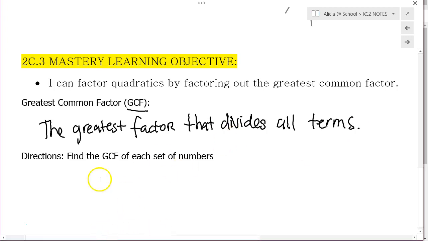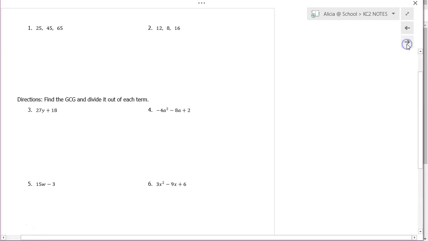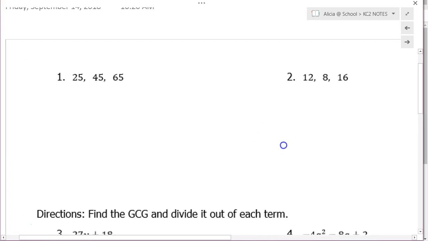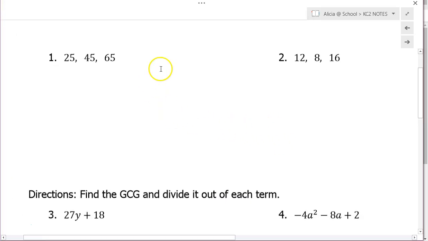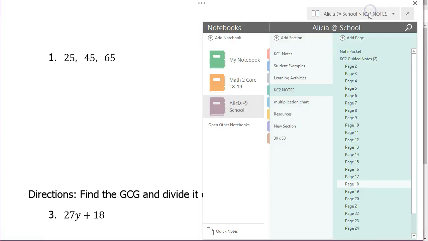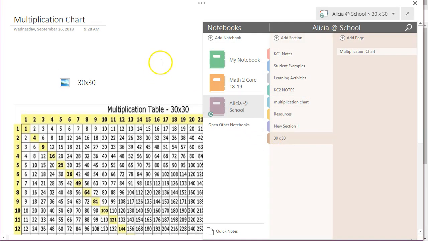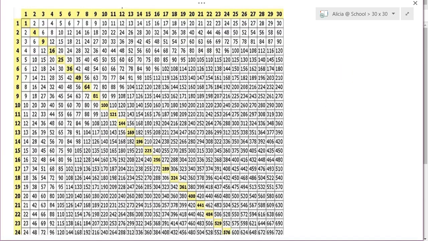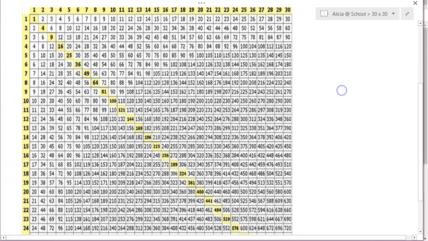So the direction for the next couple is find the GCF of all the set of numbers. So the first one I have here is number 25, number 45, and number 65. So something that can also help us find the greatest common factor of these numbers is our multiplication chart. If we look at our multiplication chart, I want to find the biggest row that has all these terms. So I'm going to look at 1, and look at these numbers until I find those three numbers: 25, 45, and 65.